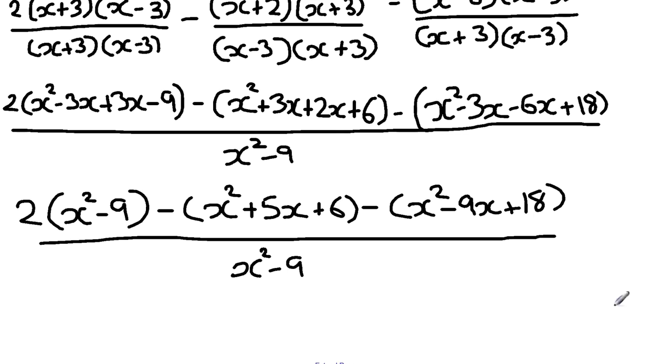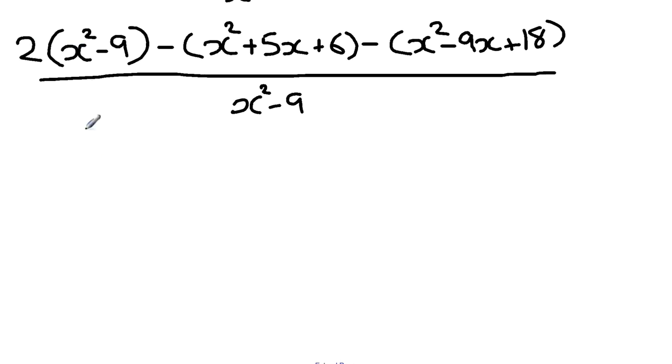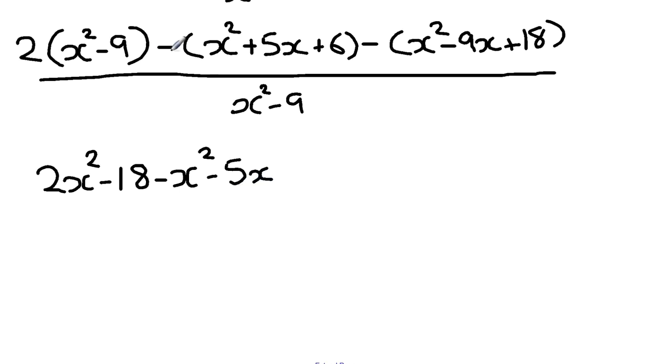Now I'm going to expand the brackets. 2 times x squared, which is 2x squared, sorry. 2 times negative 9, which is minus 18. Minus 1 times x squared is minus x squared. Minus 1 times 5x, which is minus 5x. Minus 1 times 6, which is negative 6. Minus 1 times x squared, which is negative x squared. Minus 1 times negative 9x, which is plus 9x. Minus 1 times positive 18, which is minus 18.